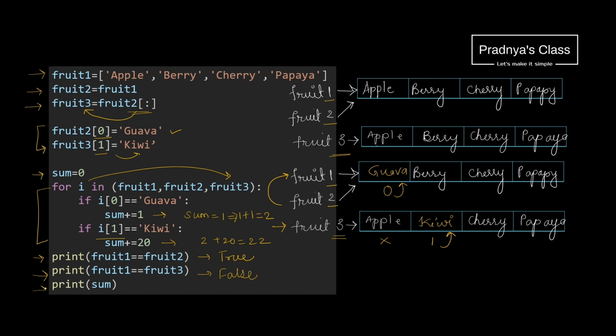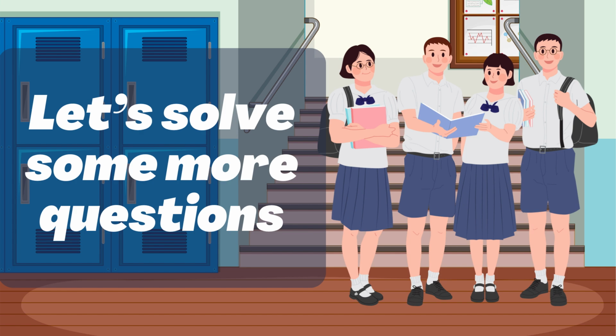Here is the last line of the code. With the print statement, we are printing the value of sum. It is nothing but 22. So this is the final output. The first will be true, the second will be false, and next we are printing the value of sum, that is nothing but 22. Hope you understood this explanation too. In case of lists, make sure you know what deep copy and shallow copy are. These concepts we are applying here.